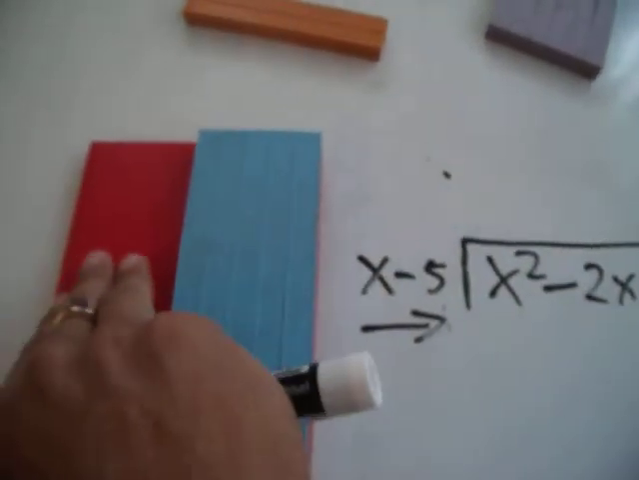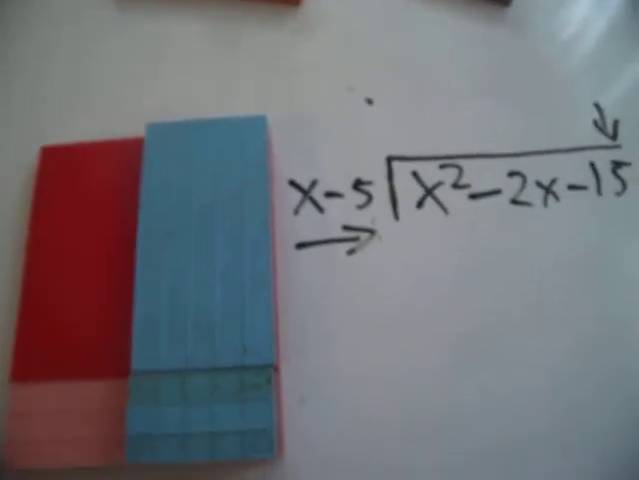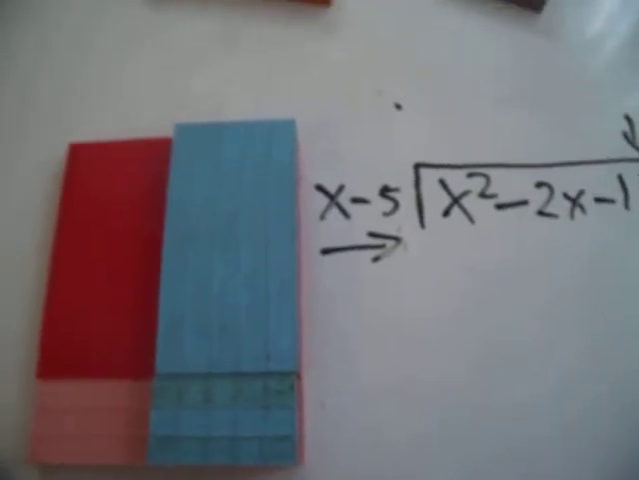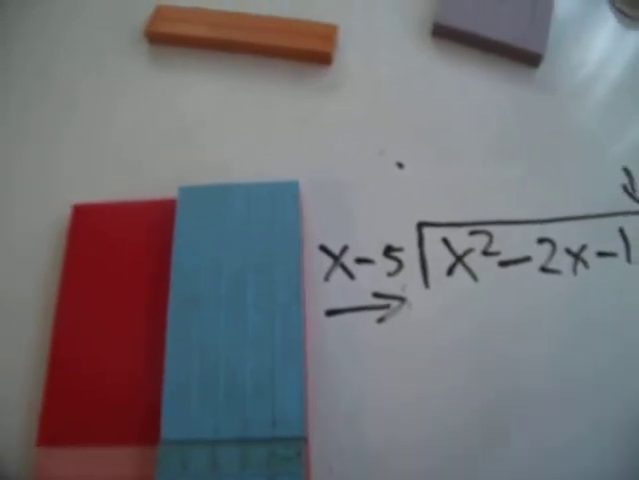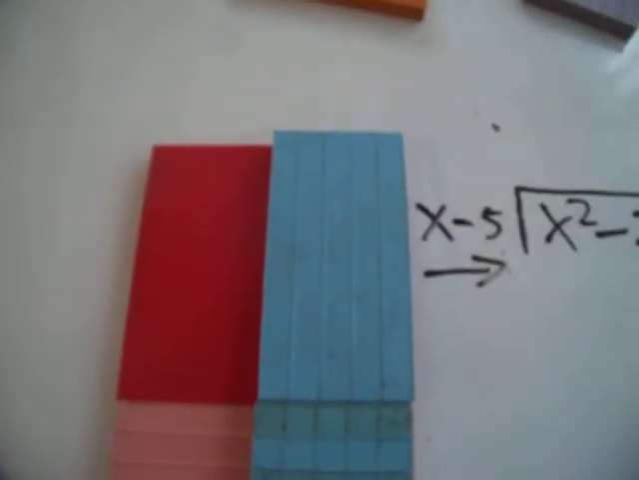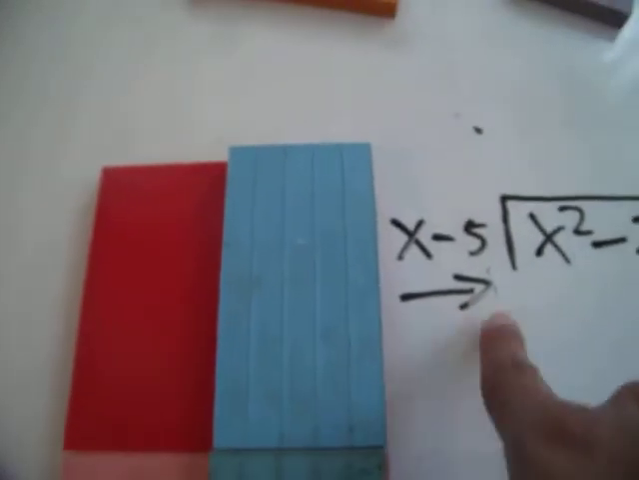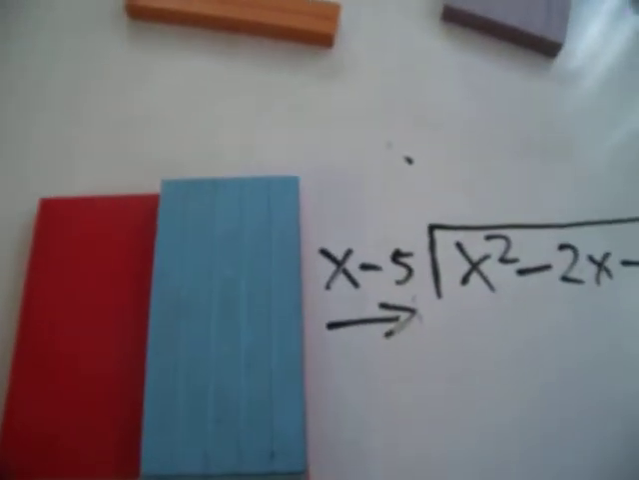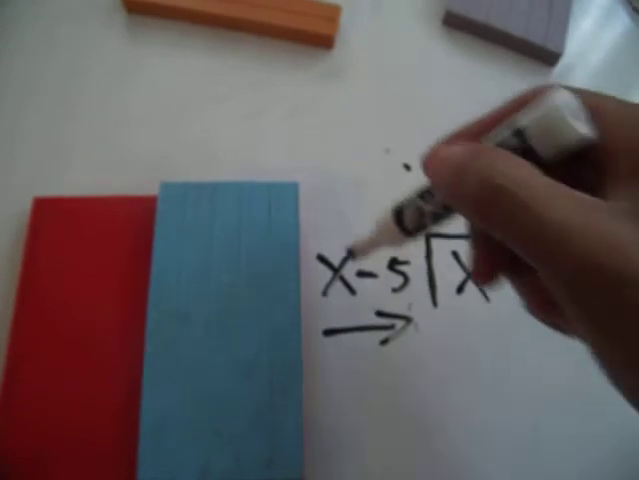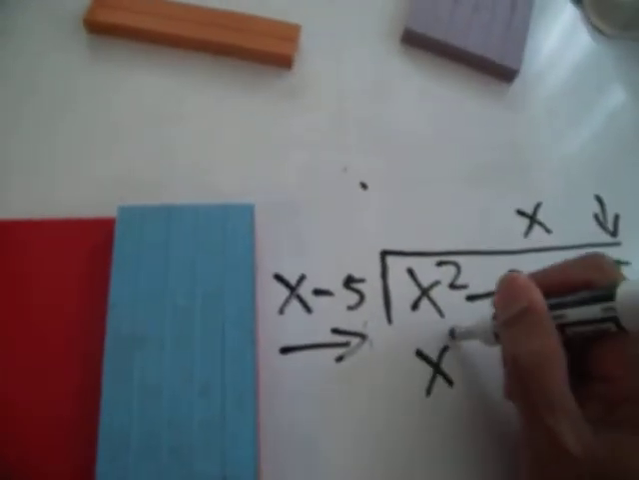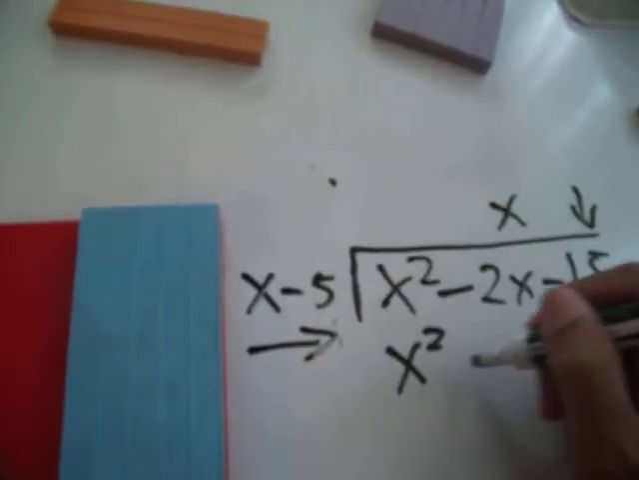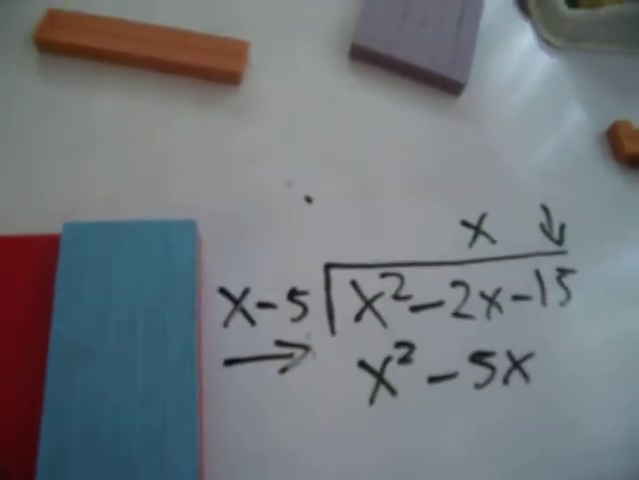Alright, so for those of you with a password, here is x squared minus 2x minus 15 shown using manipulatives. It really is, you can see, x minus 5 across. Now how far down is it? Well, if I go down, I can see that first I go down x, and I wind up with an x squared minus 5x. Uh-oh.